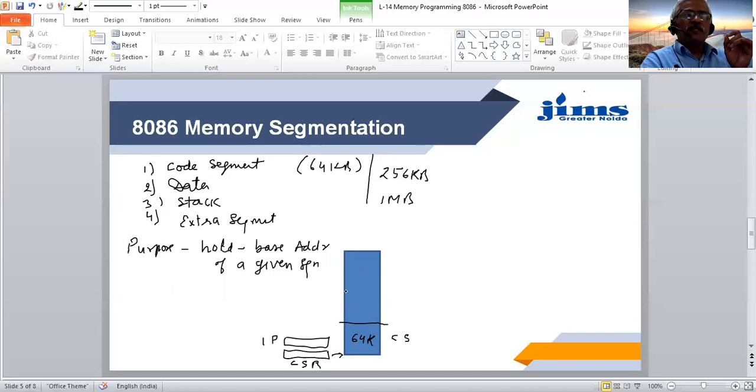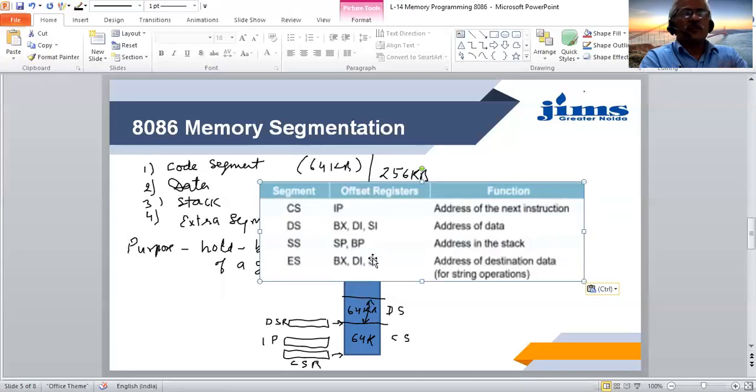Similarly, for the other segments also, suppose this is another segment called a data segment, and within this address space we can have at the most 64 kilobyte. Again, there will be two registers associated with it: one which holds the base address of this segment, the data segment register, and another register which will hold an offset within this segment. So let us see what those offsets are.